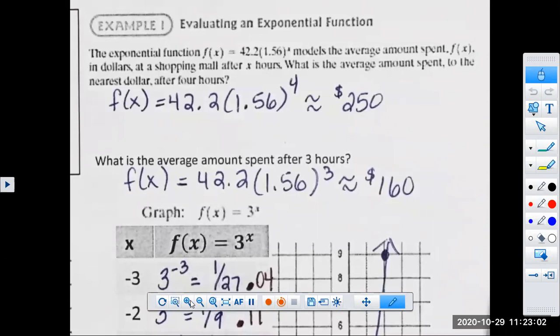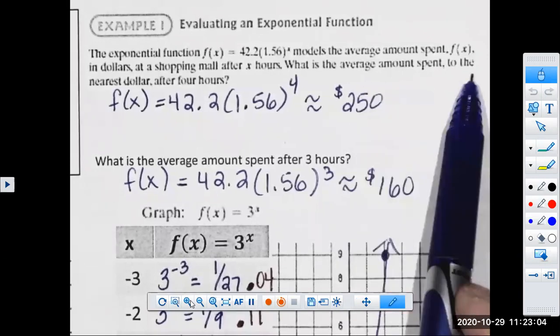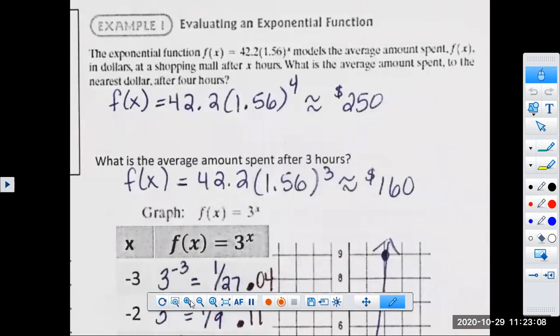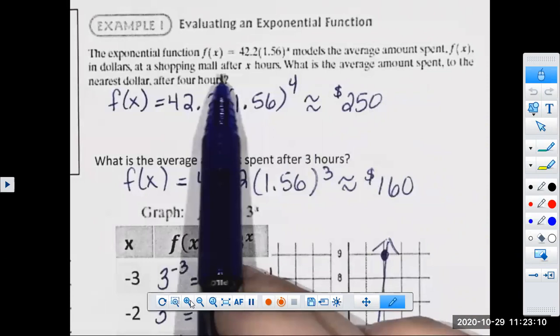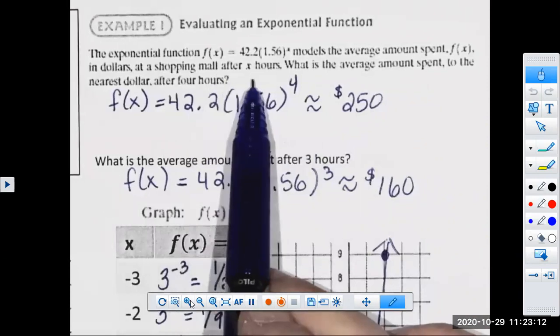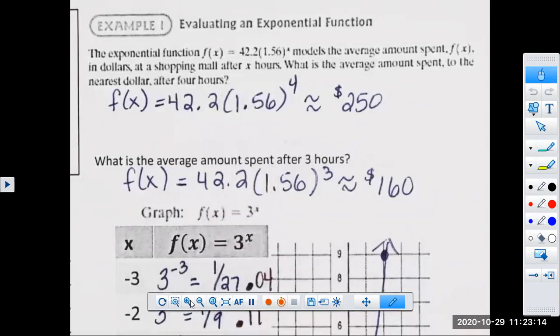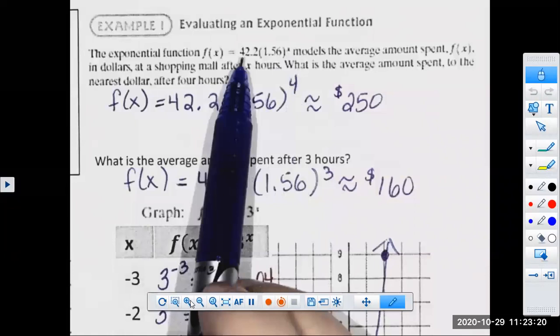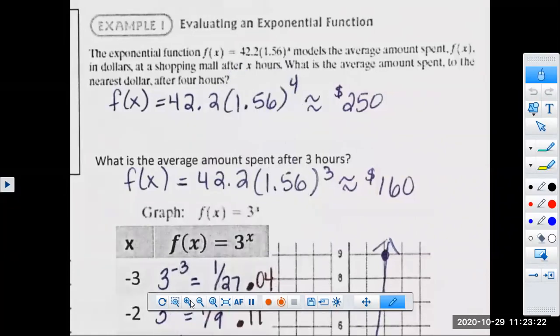So it says, what is the average amount spent to the nearest dollar after 4 hours? And they tell you that x is what? The x is your hours, good, and that's 4. So all you're going to do is plug in 4 for x, and you will need a calculator, either on your phone if you don't have a scientific or graphing one.